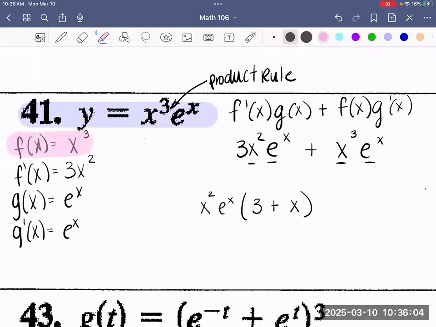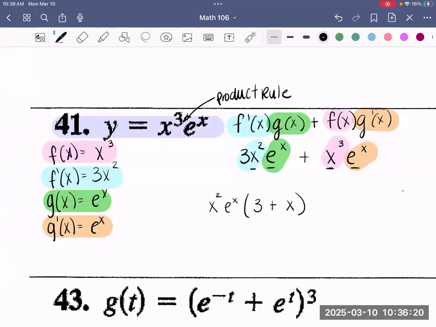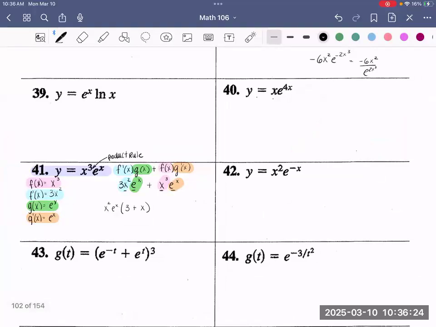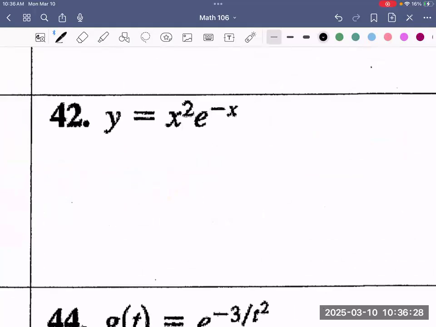And I'm just going to spend a moment highlighting for a second. Here we go. And when you're ready, why don't we try one more? Let's do 42.